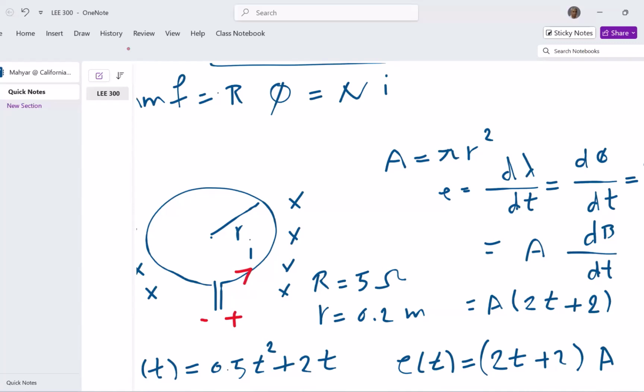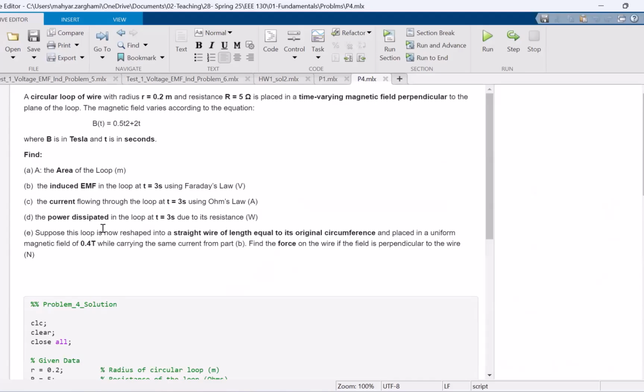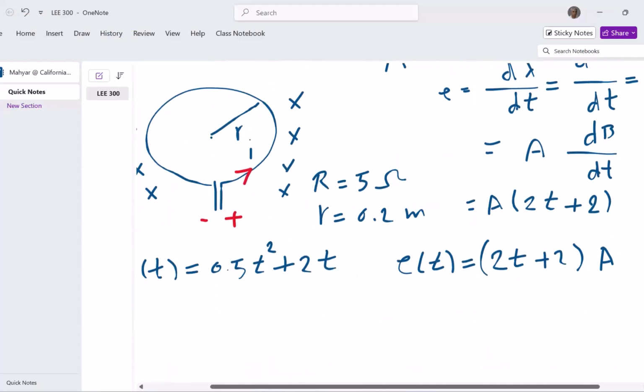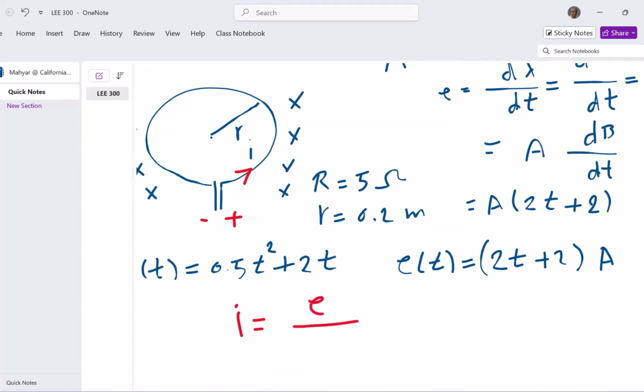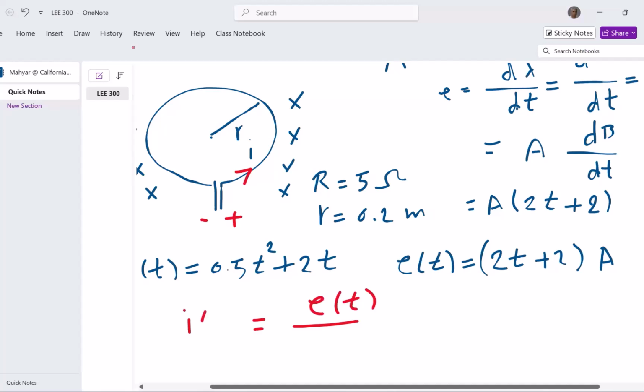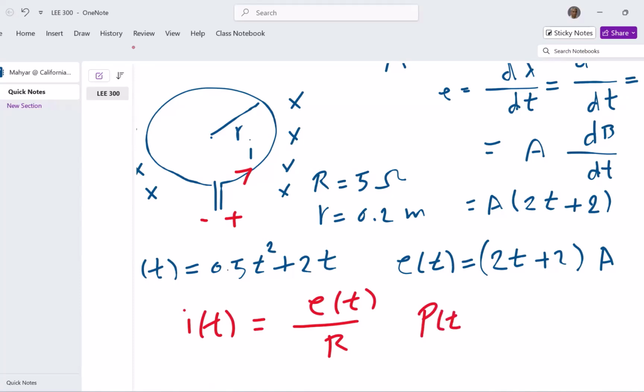What would be the current? The current would be the voltage divided by the resistance. So whatever voltage we found, we divide that by the resistance, and we would find the current. The power that is dissipated, so the current would be equal to E at whatever time, that would be a function of time as well. I of t would be E of t divided by R. And the power that is dissipated, that is also a function of time, and it's equal to R times I squared.